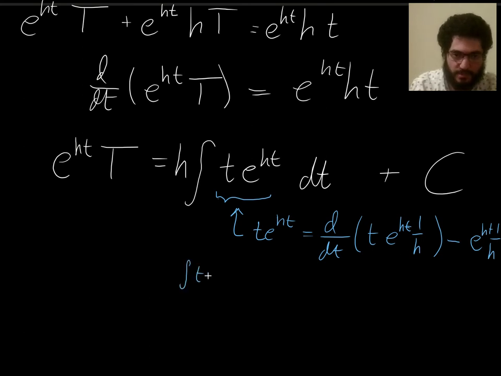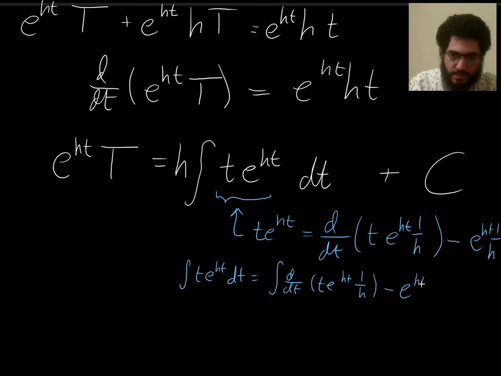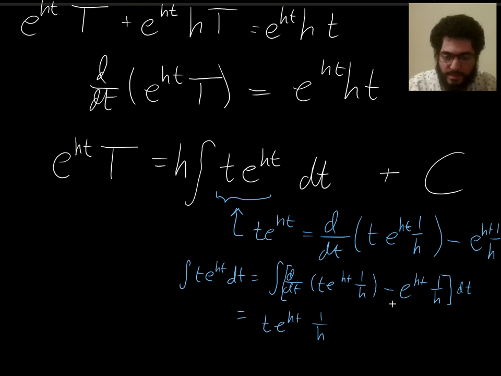And so this integral, t e to the ht dt, is the integral of the derivative of t e to the ht times 1 over h, minus e to the ht times 1 over h. And all of that is the integrand. And now the integral of a sum is the sum of the integrals, and the integral of the first portion is the integral of a derivative, so you get right back to t e to the ht times 1 over h. And for the second term, now that's something we can actually integrate.